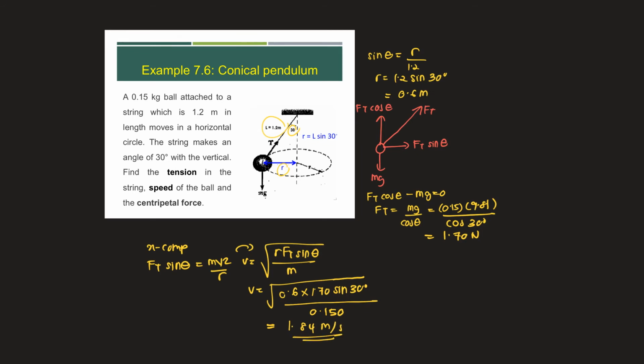And the question asks you to find the centripetal force. You know that centripetal force is mv square over r. So m is 0.15, v is 1.84 squared, divided by r, 0.6. So 0.15 times 1.84 squared divided by 0.6, and the answer is going to be 0.846 Newton. So that's how you do it. Definitely make sure that you draw the FBD first and then work through the questions, and it's going to be easy if you do it like that.